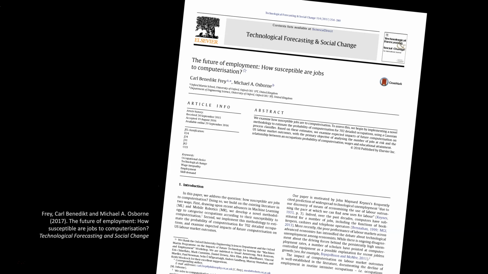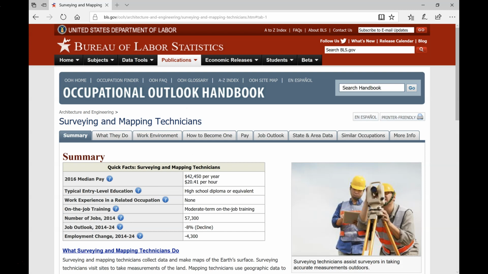In a widely cited research article, economist Carl Benedict Frey and machine learning researcher Michael Osborne estimated that 47% of U.S. workers are at risk of technological unemployment. Of the 702 occupations Frey and Osborne analyzed, one of the most susceptible was surveying and mapping technicians. Frey and Osborne calculated a 96% probability that workers in this occupation will be displaced by automation in the coming decade or two.